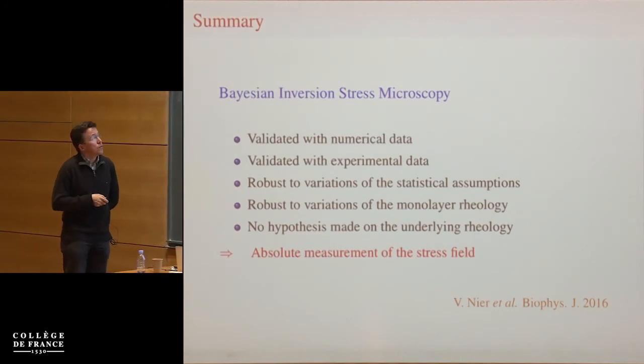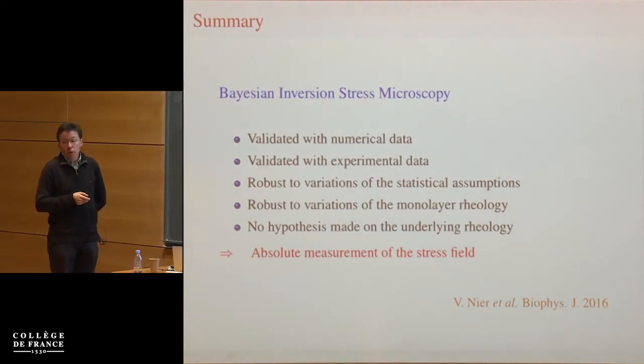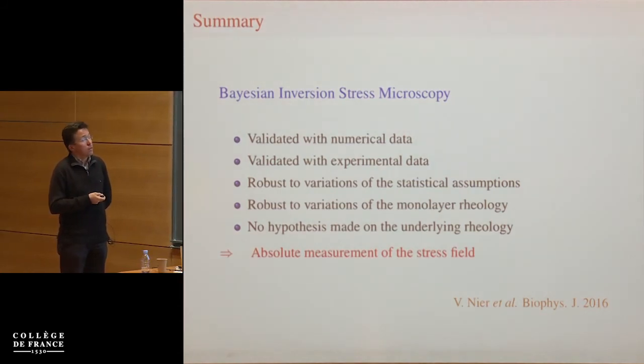So to summarize this part on the method, we introduced Bayesian inversion stress microscopy, validated the stress estimate with numerical data, and validated also the method with experimental data. I did not go into details, but we checked that the method was robust to variation of the statistical assumptions, and, using numerical simulation, we also varied assumptions on the monolayer rheology to confirm robustness with respect to the rheology. And I emphasize that we made no hypothesis on the tissue rheology in order to obtain this absolute measurement of the stress field.